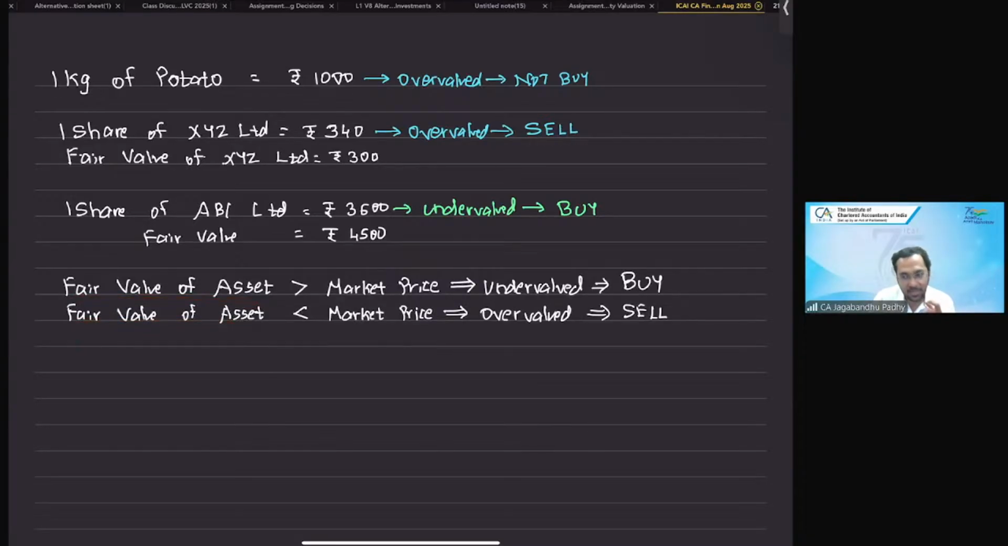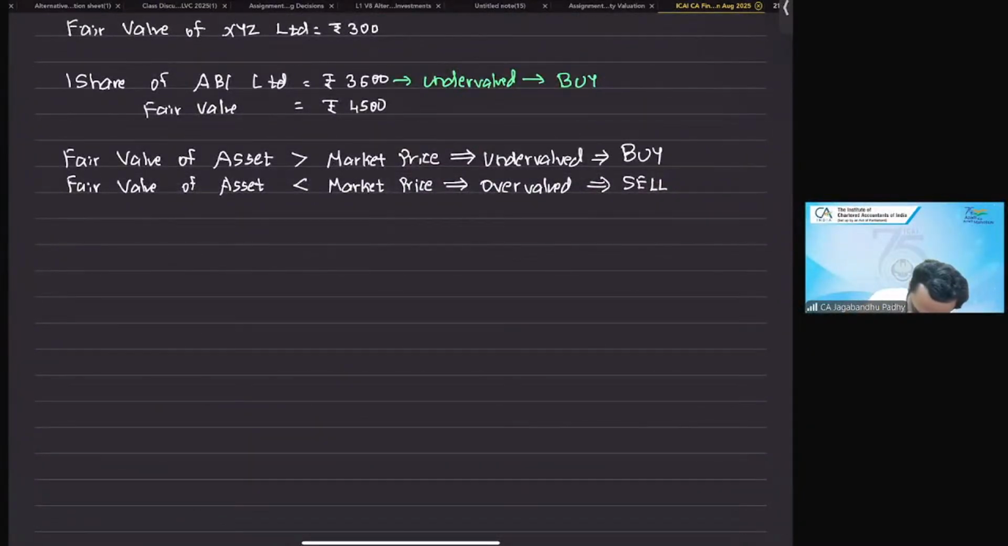So the discussion that we are going to carry out in this particular topic is how to determine the fair value of a security. Okay, so we are going to discuss how we determine the fair valuation of a particular security, what are the various techniques, what are the various statistical measures or financial measures to determine the fair value of the securities, right?